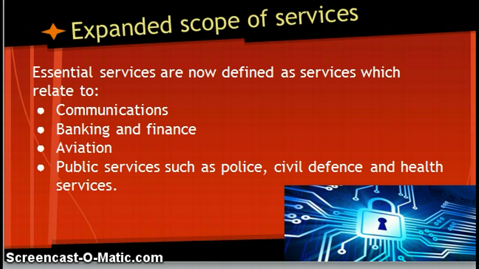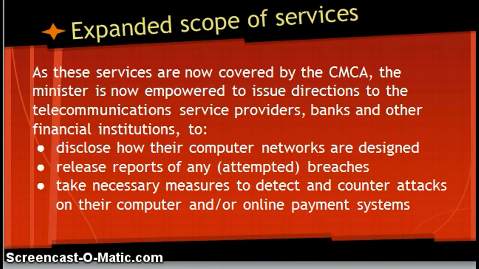Next I'll talk about the expanded scope of services. This scope of services has been expanded to communications, banking and finance, aviation, and public services such as police, civil defense, and health services. As the CMCA now covers all these services, the minister is empowered to issue directions to telecommunication service providers, banks, and other financial institutions. This is to disclose how their computer networks are designed, release reports of any breaches, and to take necessary measures to detect and counter attack on their computer and online payment systems.